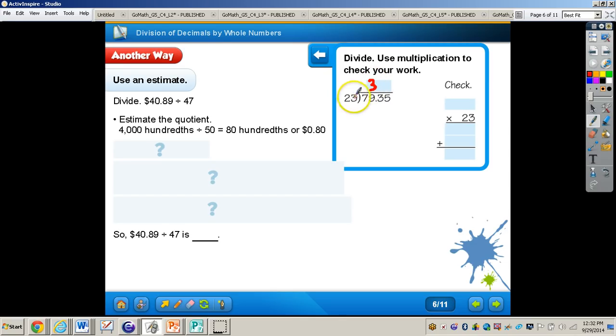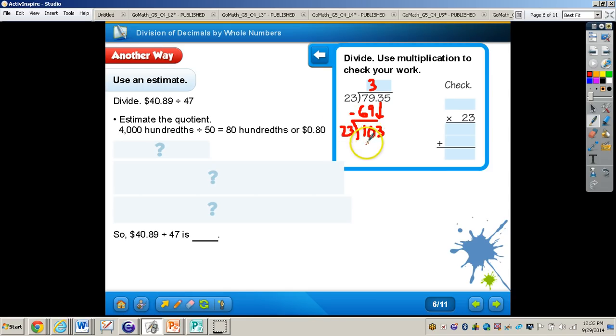Then we multiply. 3 times 23 is going to give us 69. Now we subtract. 79 minus 69 is going to give us 10. 10 is less than 23. We check. Now we can bring down the 3. Now we start our steps all over again.